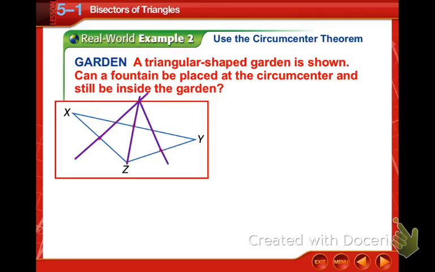Okay, so it looks like our circumcenter is this point that's on the red box around the picture, which means it is not inside of the triangle. So the answer here is no. The circumcenter lies outside of the triangle.